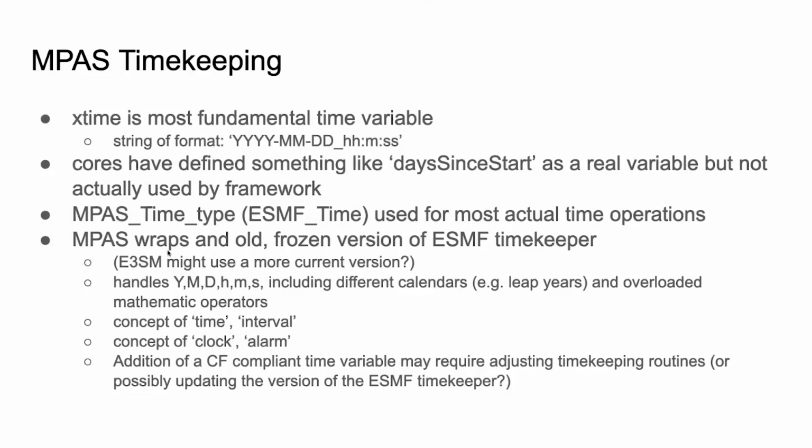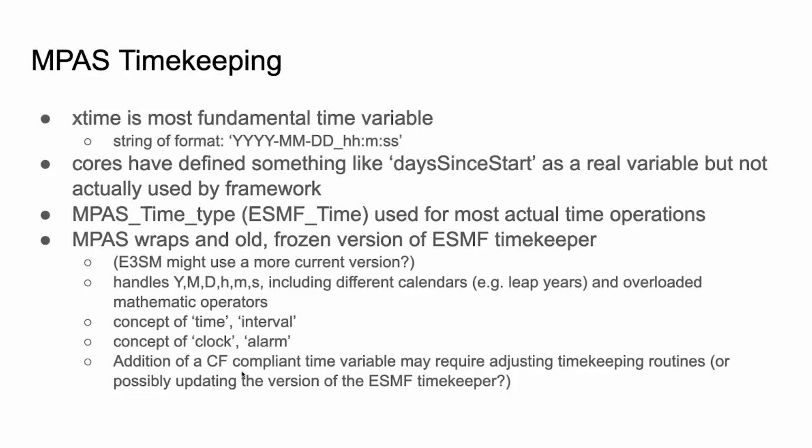And then the MPAS timekeeper also has concepts of a clock and an alarm. So a clock would keep track of the current time, but you can have alarms set that will ring when the clock reaches certain times. And this is used extensively for knowing when to do I/O. And I think it may also be used to keep track of when to synchronize with the E3SM coupler.